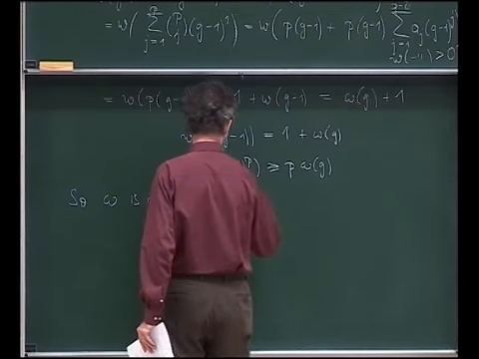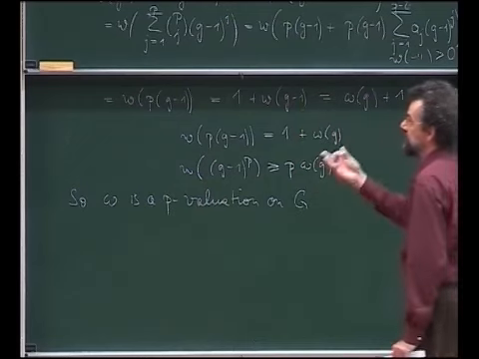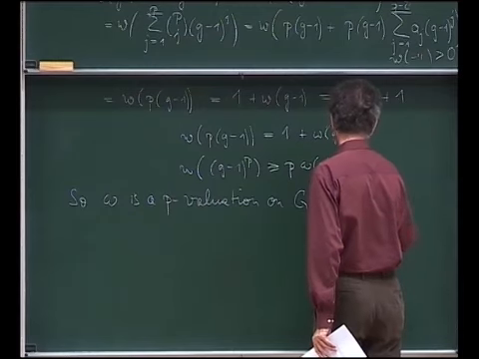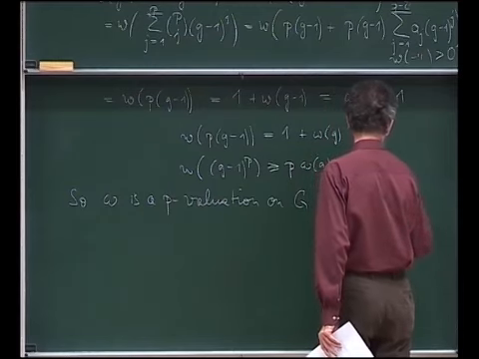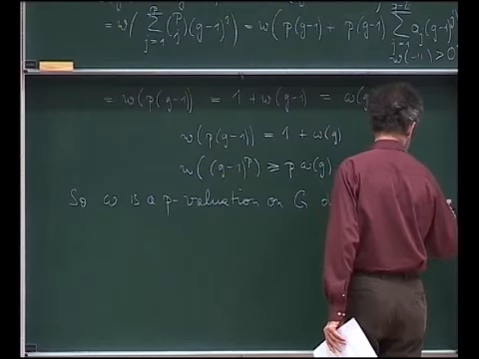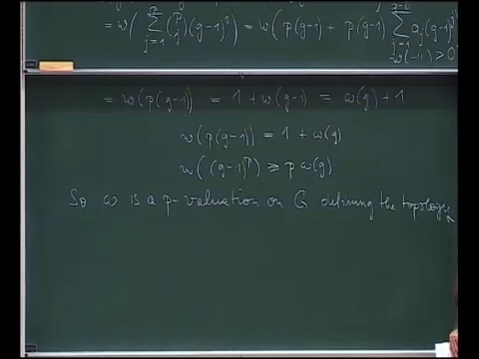Okay. So omega is a p-valuation on G, and of course it defines, obviously, a topology.